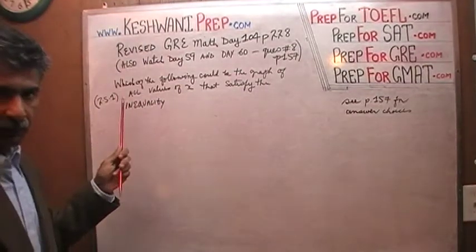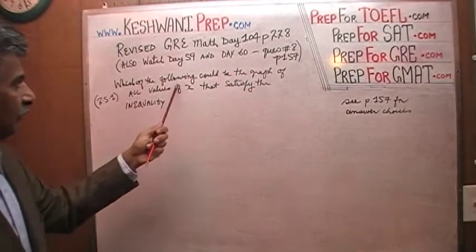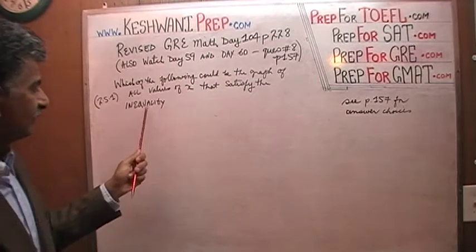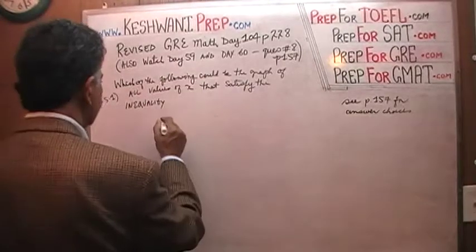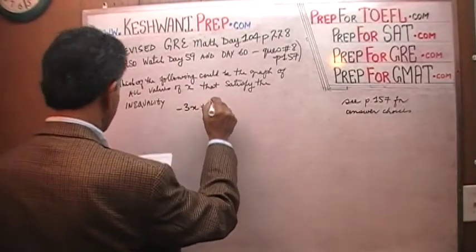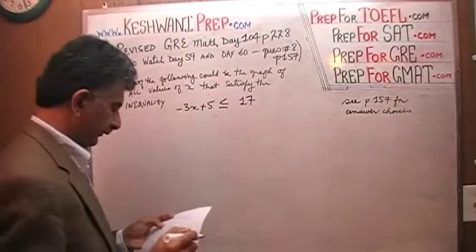One more time, I'm going to read the question to you, and this comes straight from page number 157. It says, which of the following could be the graph of all values of x that satisfy the inequality? And the inequality is negative 3x plus 5 is less than or equal to 17. So we're going to solve this inequality.